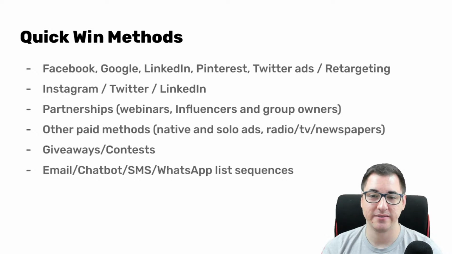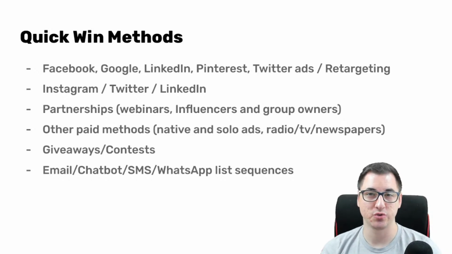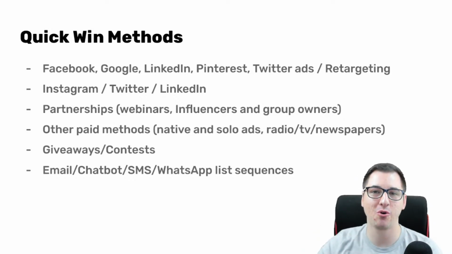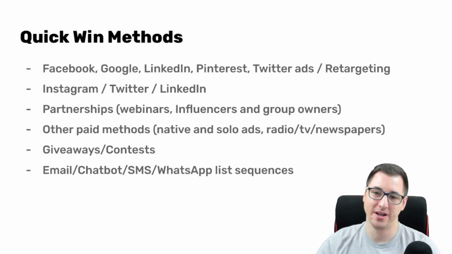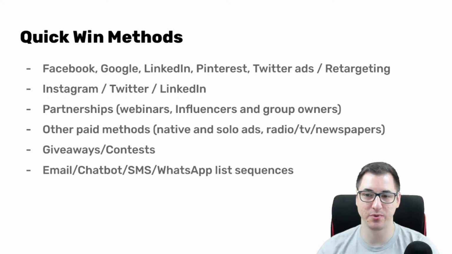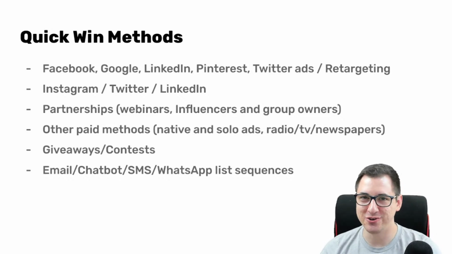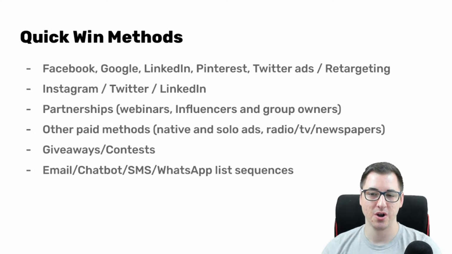Other paid methods like native and solo ads, radio, TV, newspapers. We're just going to mention these. We're not going to be diving into these in detail, but I just want you to know that these are also available. What native ads mean, what solo ads mean, and how you could go and get your promotions up on radio, TV, newspapers. Most probably radio, TV, newspapers are not used for affiliate marketing, but I just want you to know about these so that you could also use them in future promotions when you're promoting maybe a physical product and you would really like to run these types of ads.